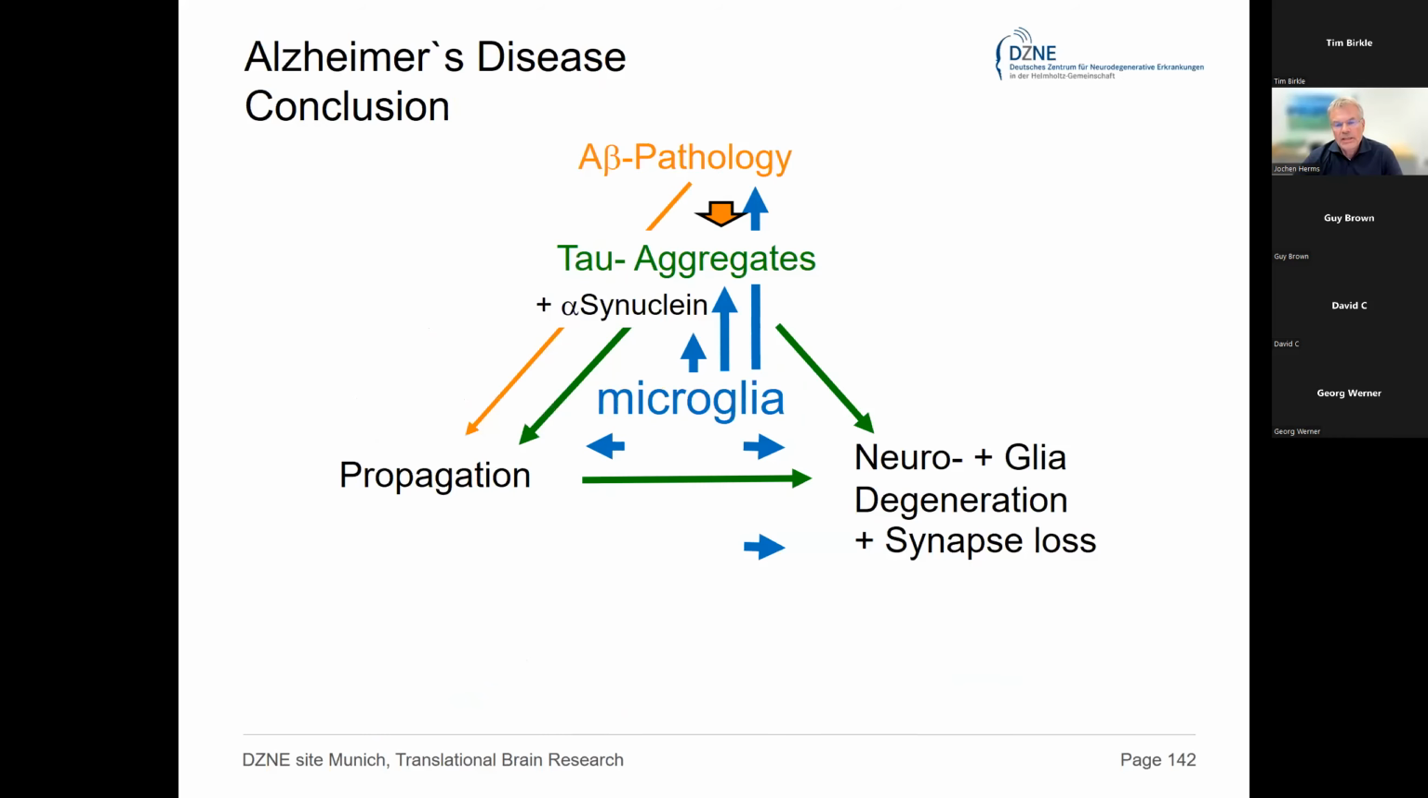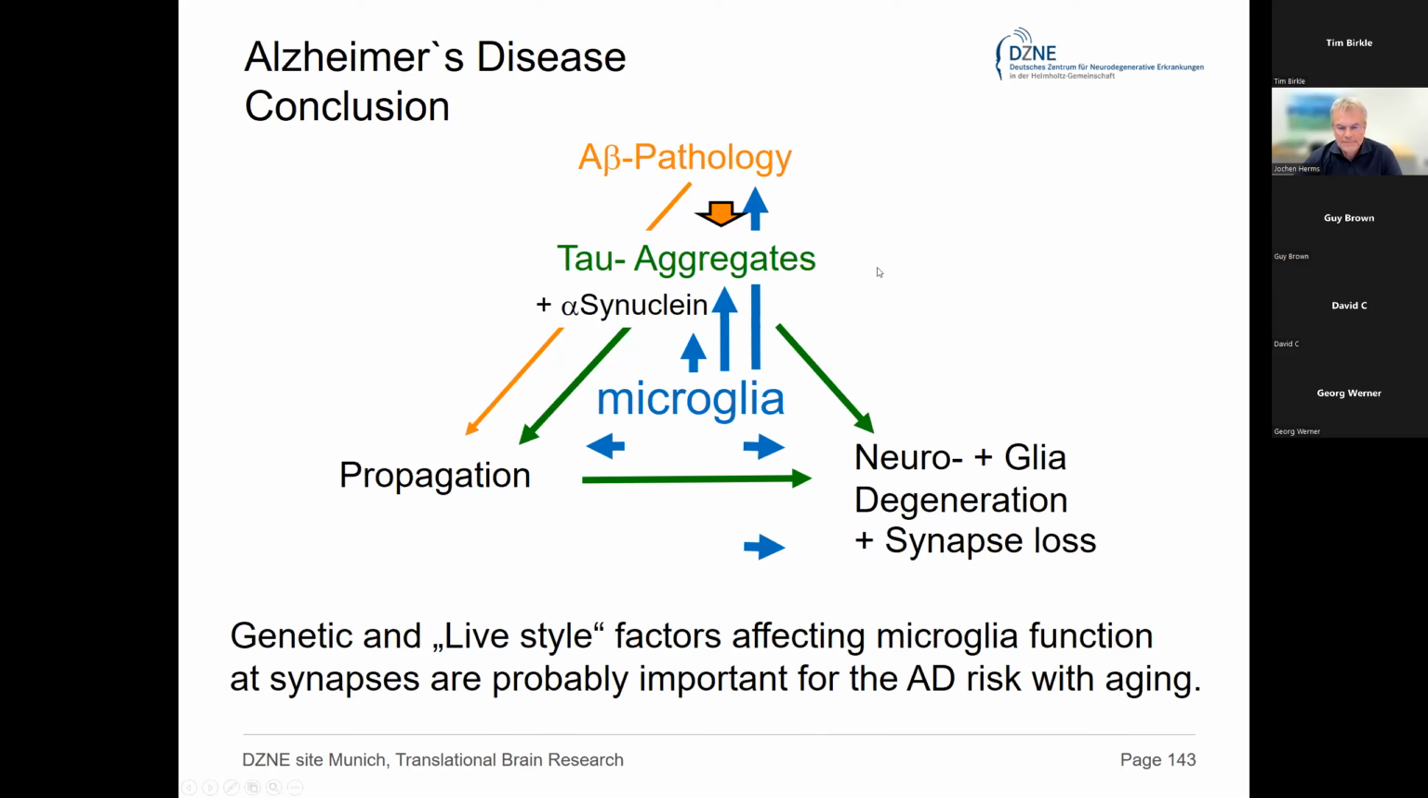So I would like to conclude that I hope I have convinced you that microglia may play an important role in explaining the important combination of A-beta pathology and tau aggregates in Alzheimer's disease, and that genetic and lifestyle factors that affect microglia function at synapses may be important for the risk of Alzheimer's disease with aging.